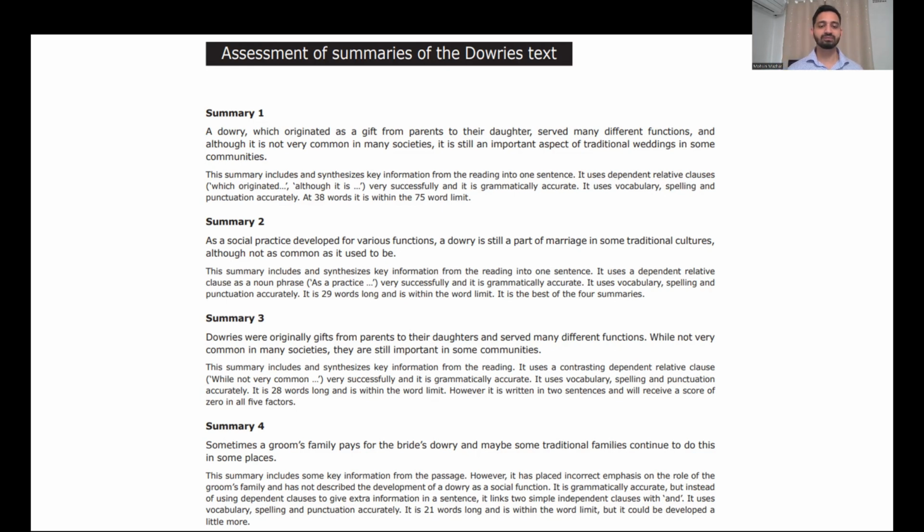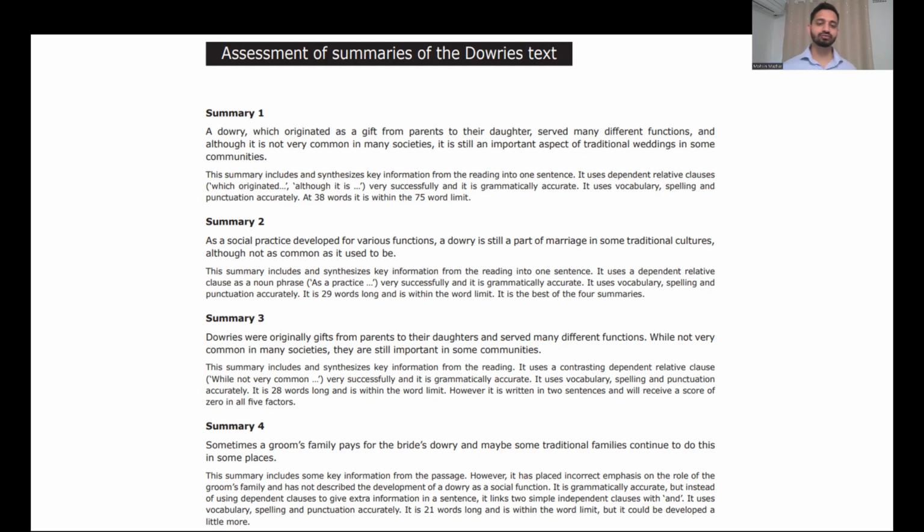This summary includes some key information from the passage, but is it the main point? Let's see. However, it has placed incorrect emphasis on the role of the groom's family and has not described the development of a dowry as a social function. It is grammatically accurate, but instead of using dependent clauses to give extra information in a sentence, it links 2 simple independent clauses with "and".